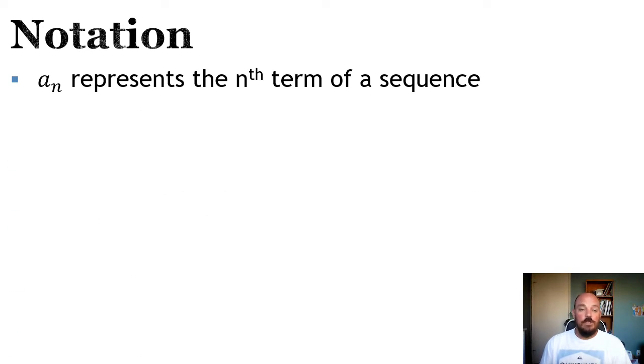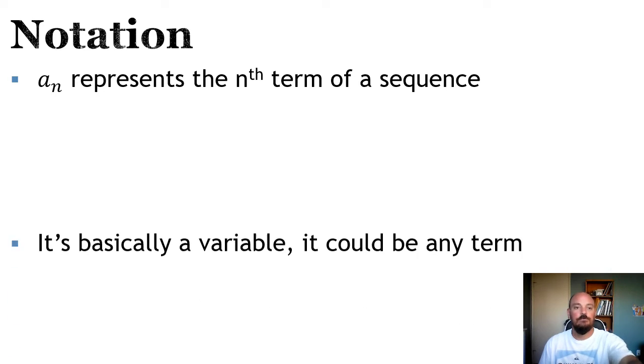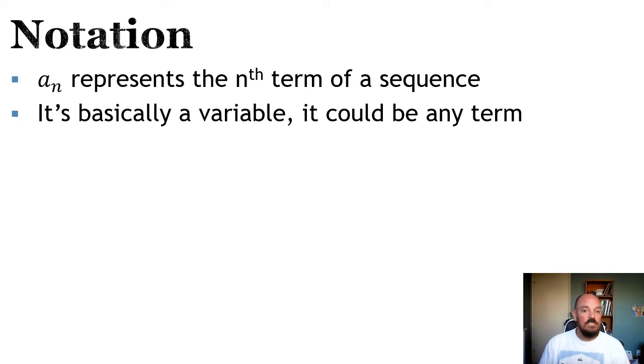Remember, we already know that an means the nth term of a sequence. That's like our variable for sequences. If I say an, I mean any term. If I actually give you a number for n, it tells you which one. A20 means the 20th term. An is basically a variable, and it could be any term.